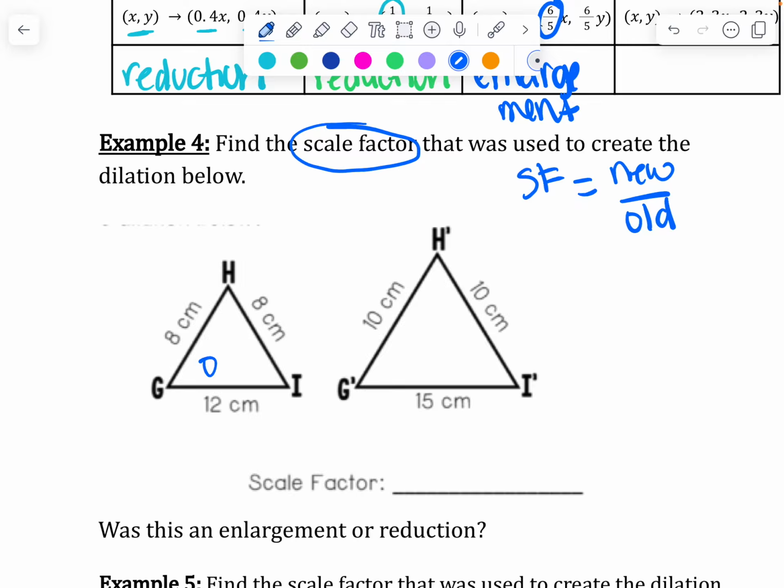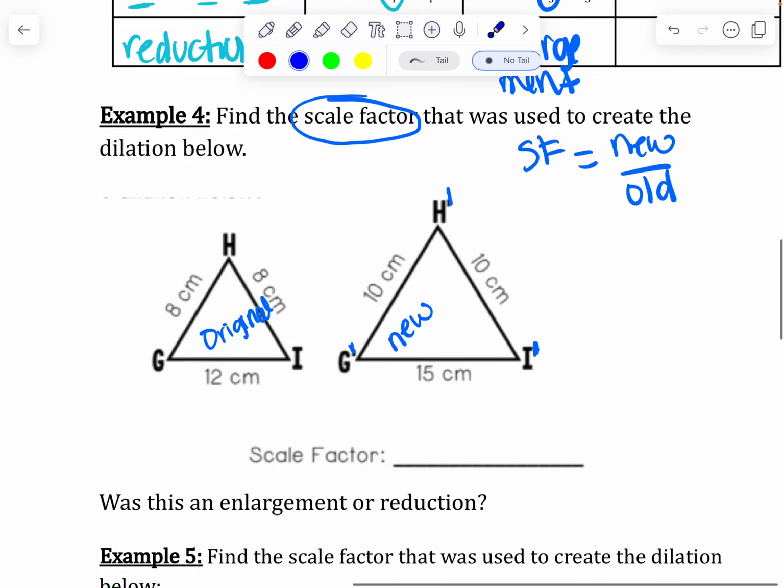Before we do that, I want to point some things out. This is going to be my original or my old picture or triangle. The reason I know this is my new is you see these little lines right here. Those are called apostrophes. In math, you call that G prime, H prime, or I prime. That means that G prime is a copy of the original G. So this is going to be your new figure. Anytime you see these little primes, these little apostrophes, that is always going to be your new picture.